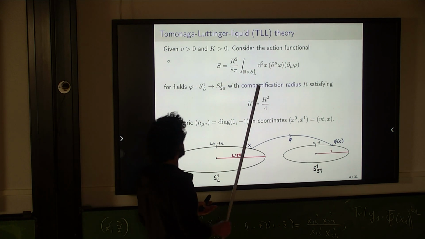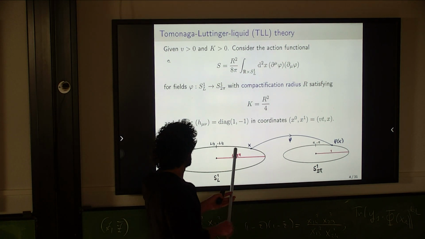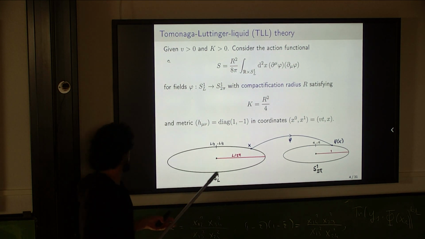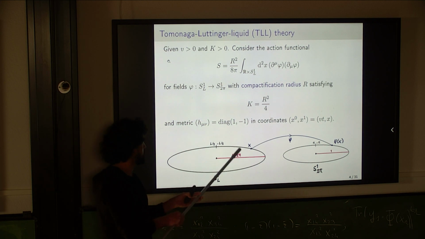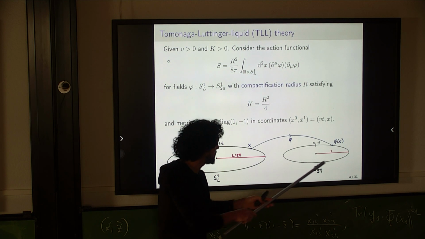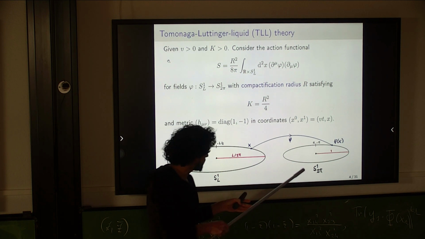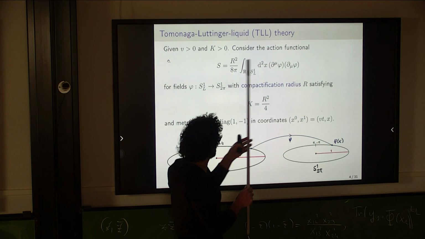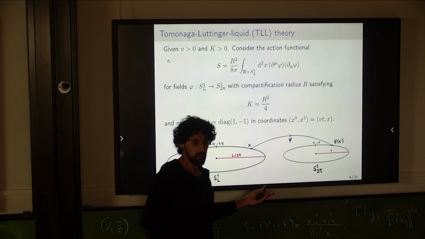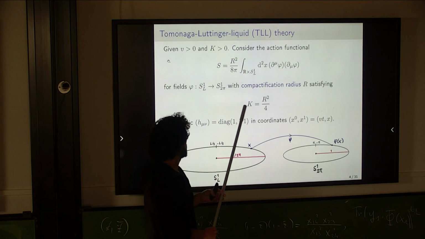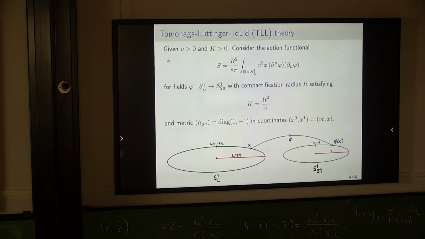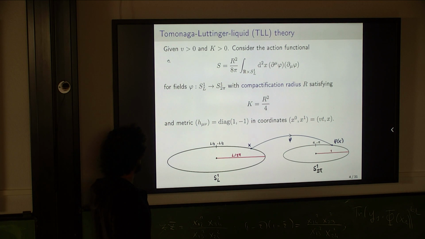And this field phi is called compactified in the sense that I have my physical space with system size L with periodic boundary conditions, and this field maps a point x to some point phi of x, but it's living on another circle with a different radius. In this case, I wrote radius 1, but if you multiply phi by R, then you see that that's a circle of radius R, and that's also why you call it the compactification radius R for this field.